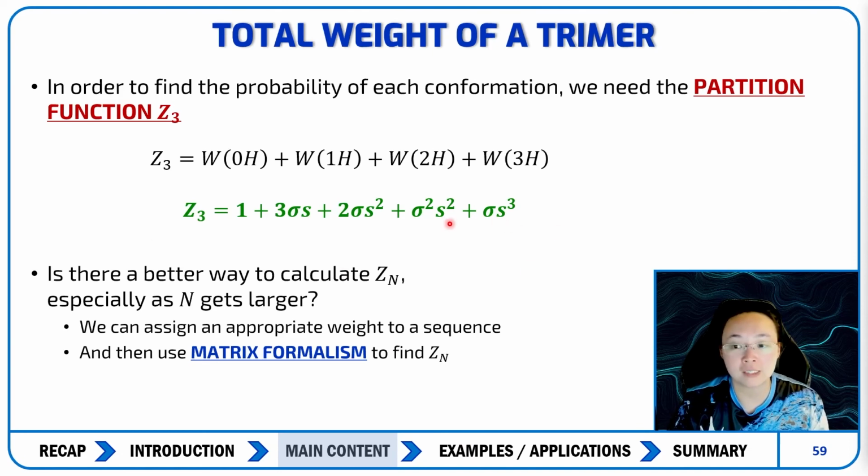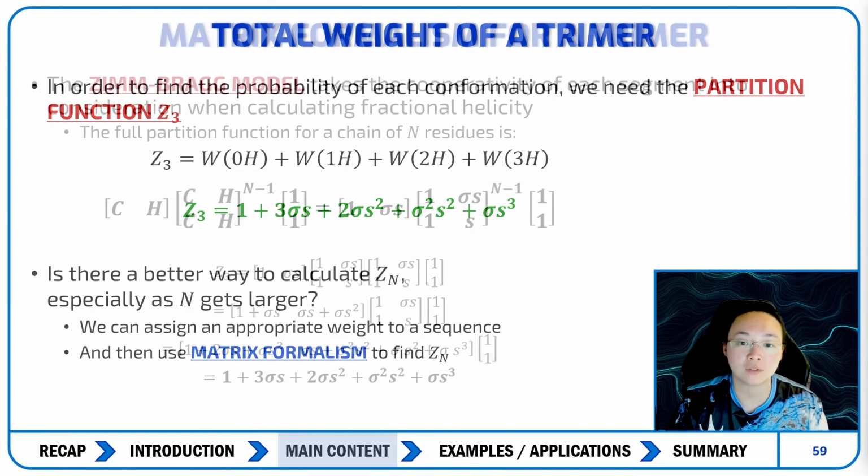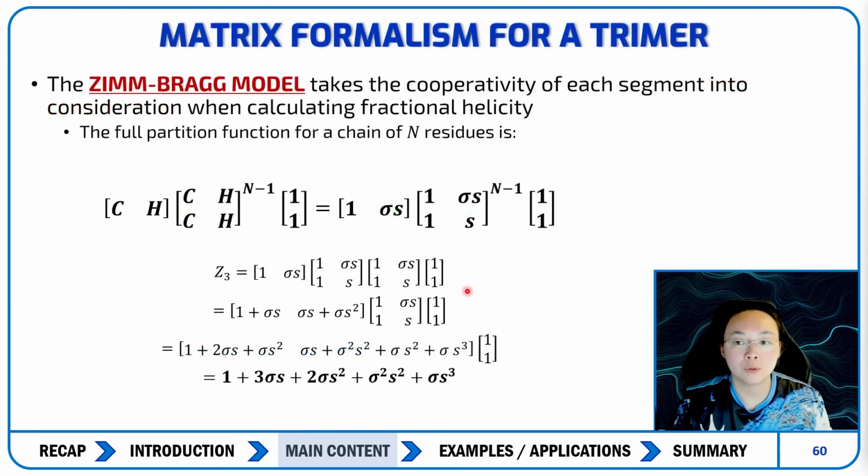but there is a better way to calculate Zn, especially as n gets larger. You definitely do not want to do this by hand if you have like Z20, or like in the graph, Z of 1500. That would be a nightmare to solve. So we can assign an appropriate weight to a sequence and then use something called matrix formalism to find Zn. Keep in mind, this is not required for this course, but it's here in case you choose to use it in the future. So we'll go through what matrix formalism is for a trimer.